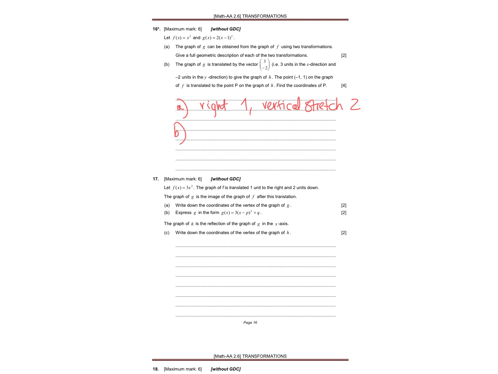All right, so for B, the graph of G is translated by the vector 3, -2. So 3 units in the x, -2 in the y to give H. The point -1, 1 on the graph of F is translated to the point P on H. Find the coordinates of B. Okay, so first of all, -1, 1 was on F. Then it goes to G. So first of all, we move right 1. So that's going to be at 0, 1. Then we multiply the y's by 2. So that's 0, 2.